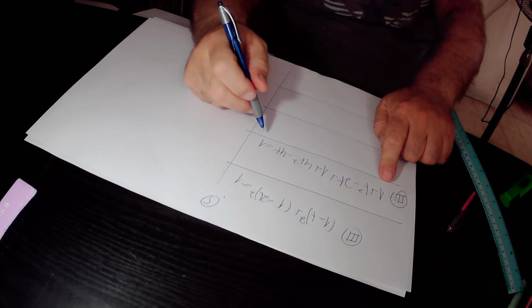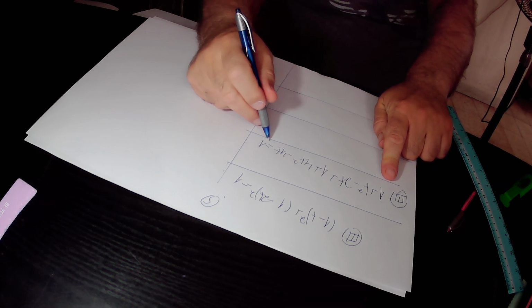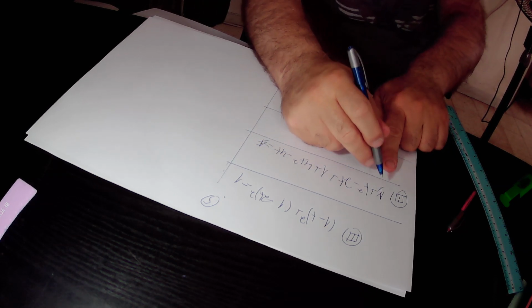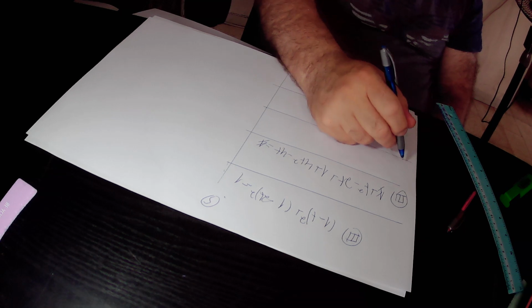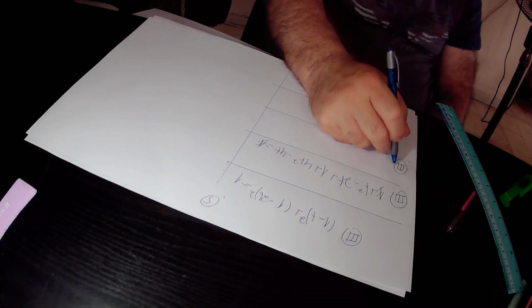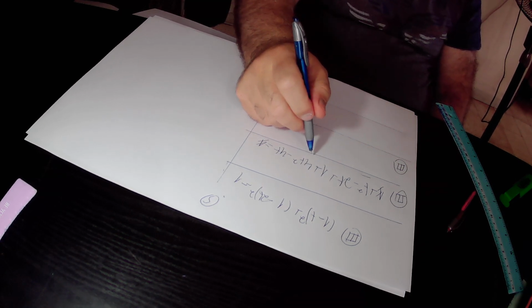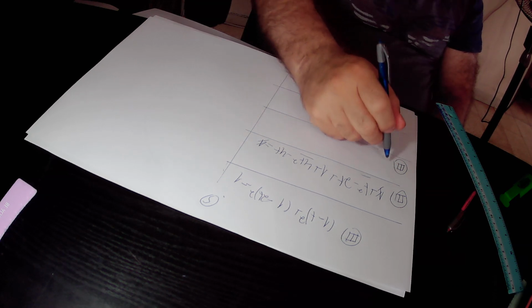So here we have 1 on both sides of the equation, so 1 gets cancelled. On this side of the equation we will have only t squared plus 4t squared, which is 5t squared.